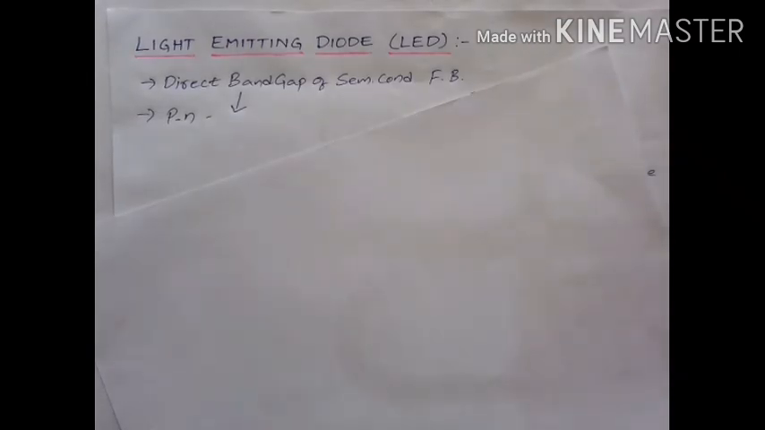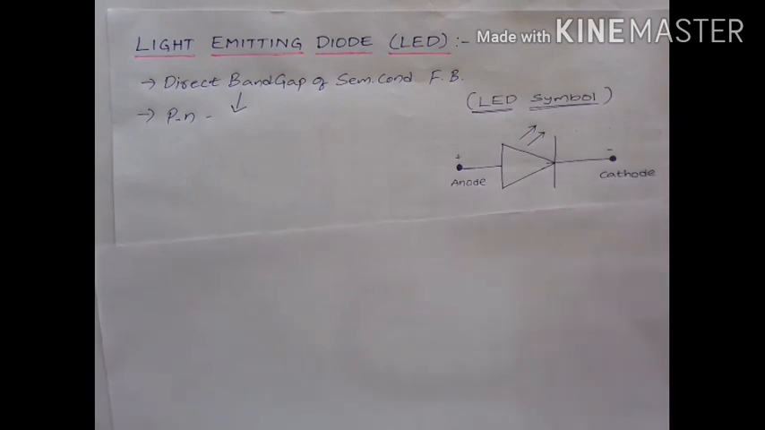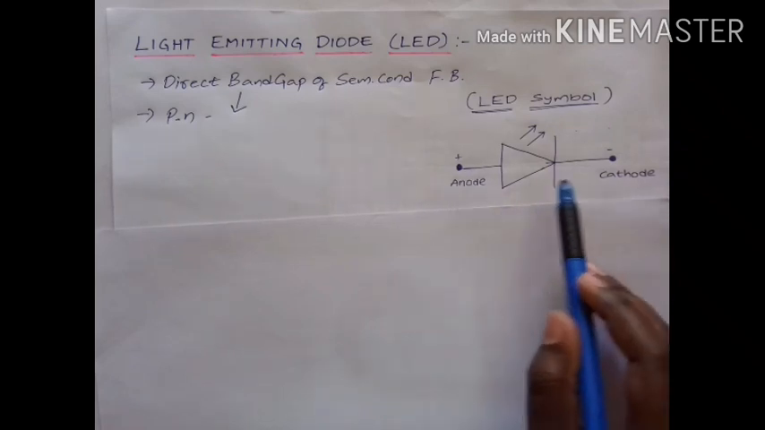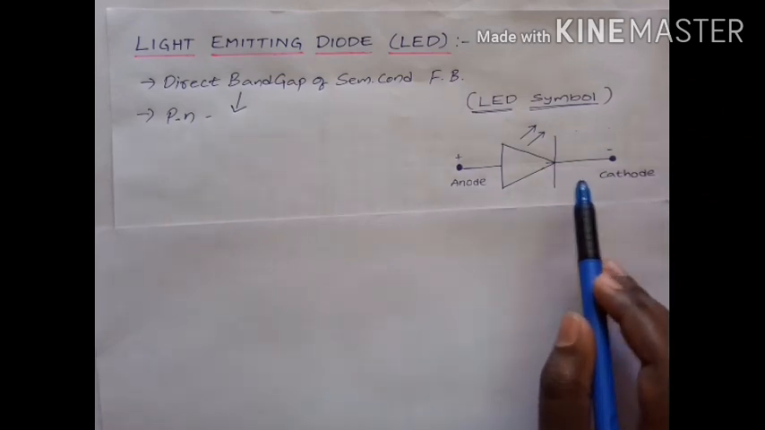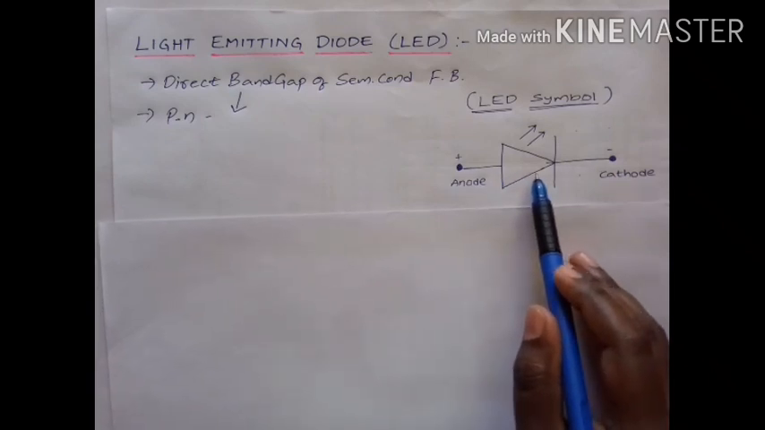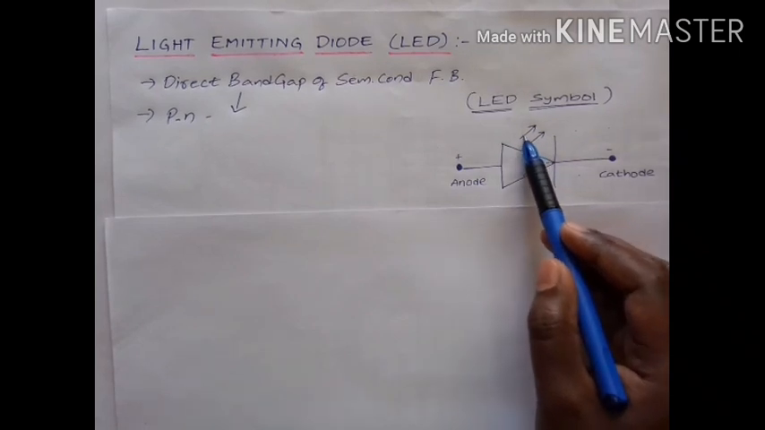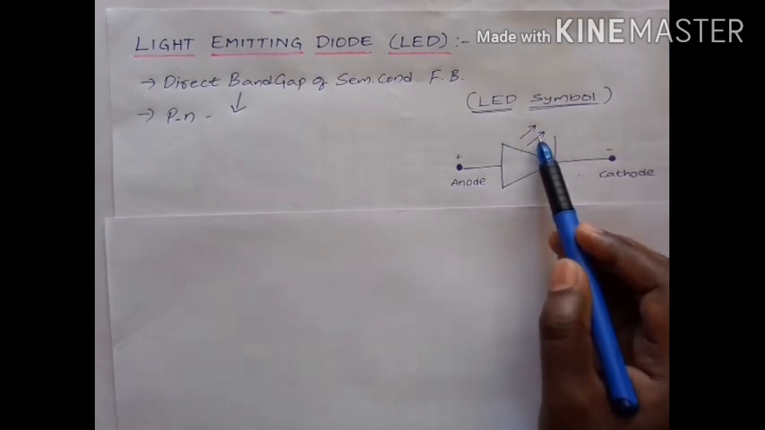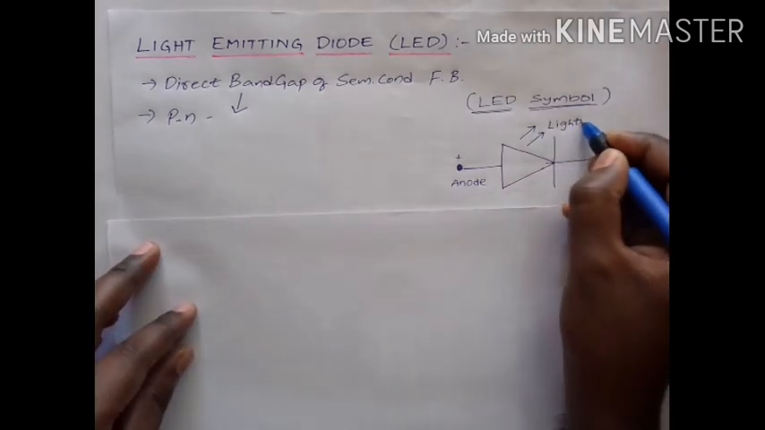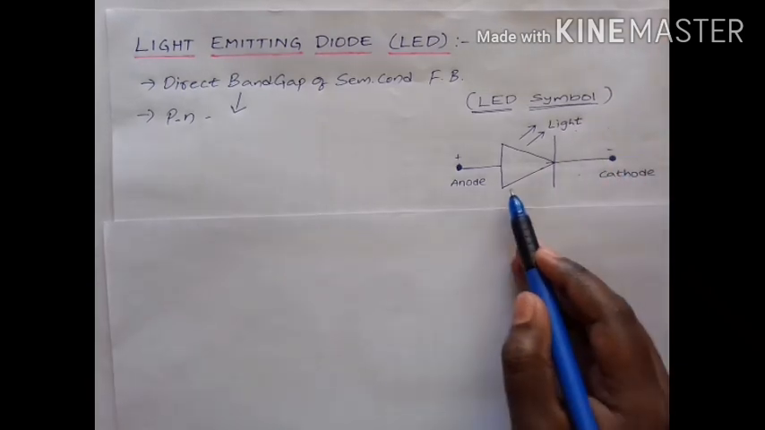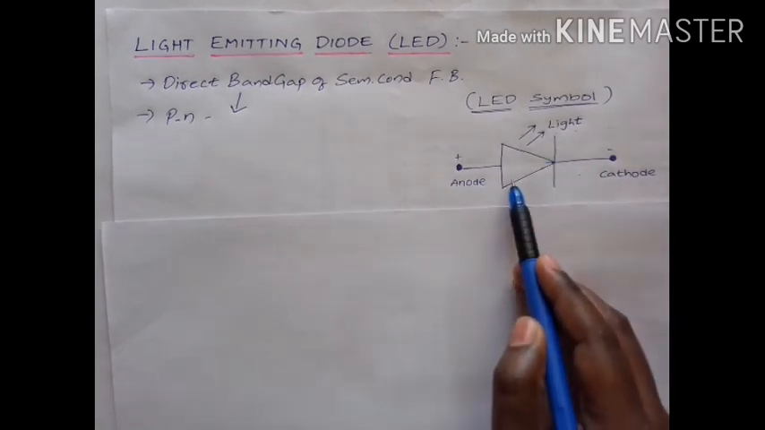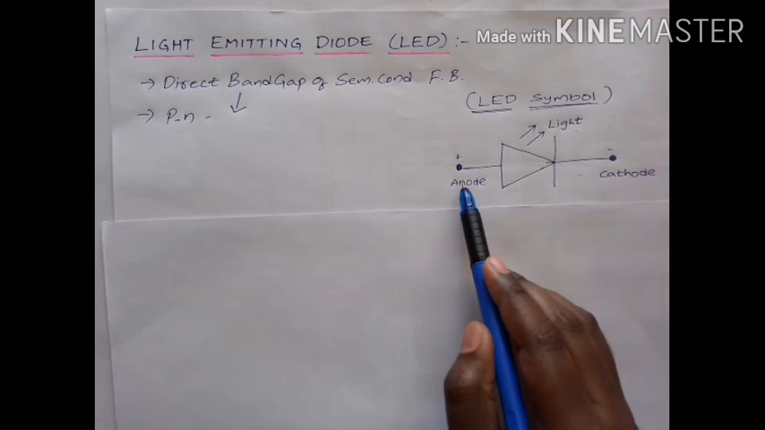The actual symbol of the LED looks like this. It is an ordinary PN junction diode symbol, but what is different from the normal PN junction diode is these two straight lines with arrows. These arrows represent the emission of light from the diode. This diode is made up of direct band gap semiconductors, and it will emit light whenever it is connected in forward bias.